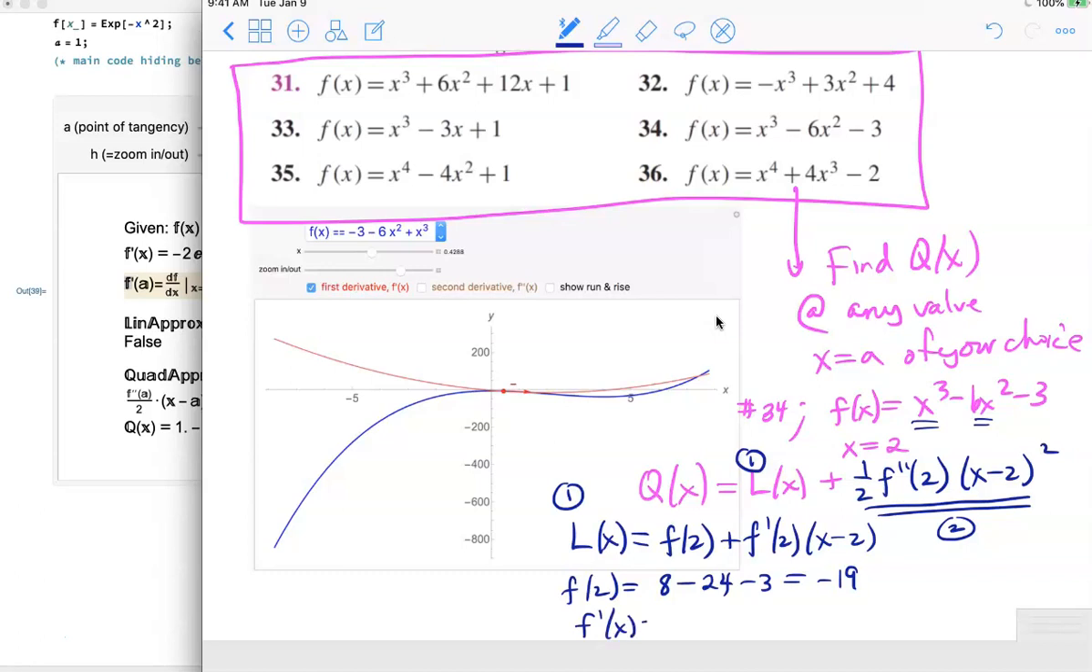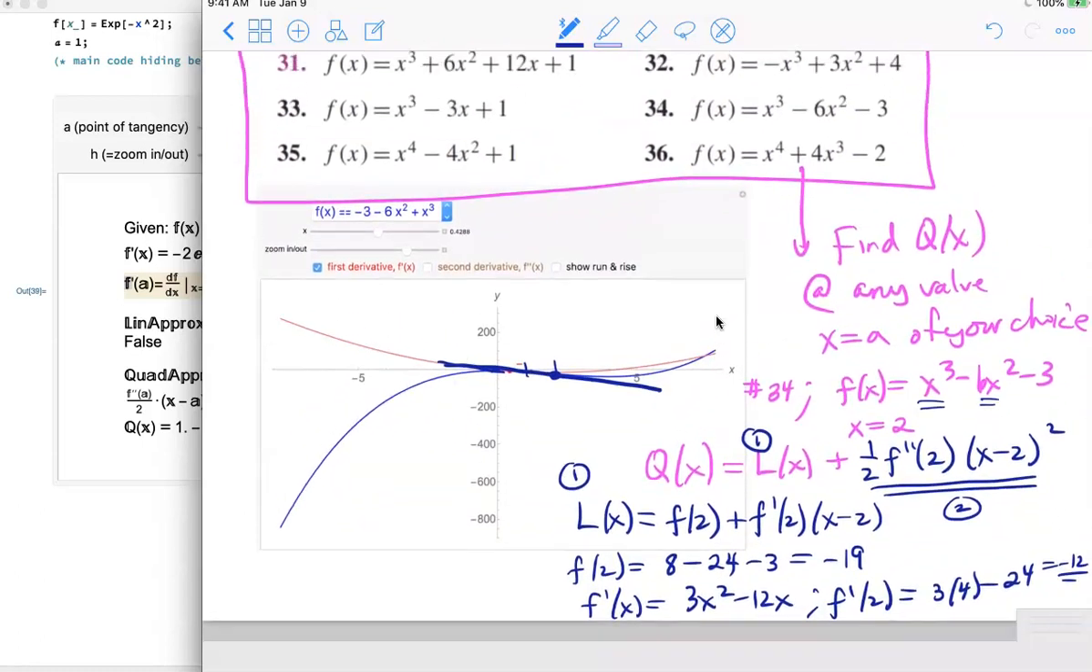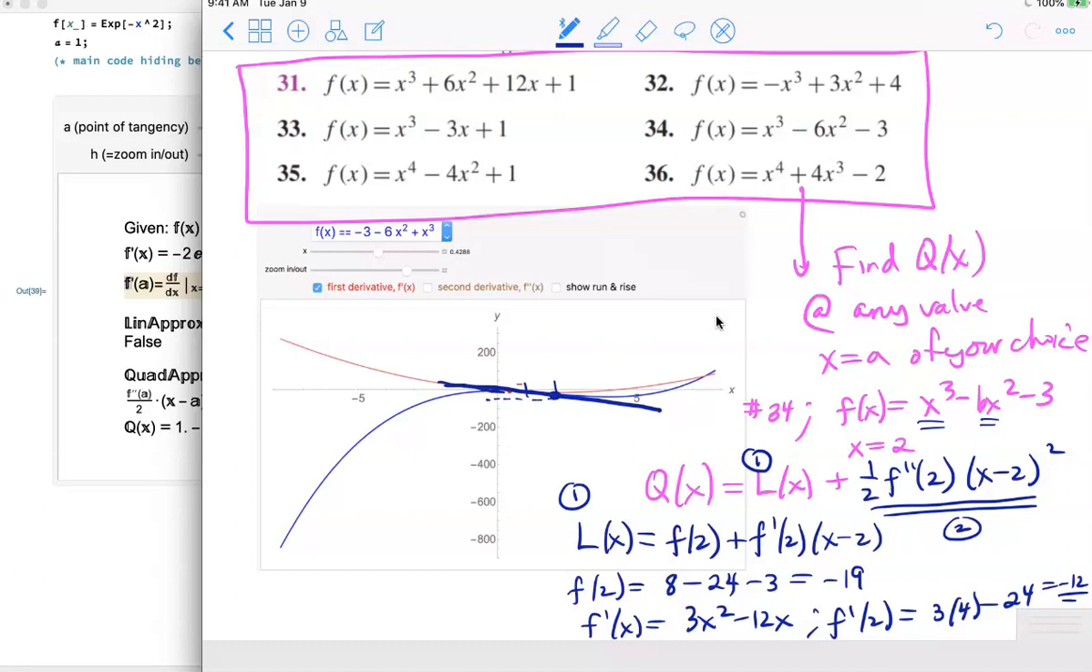So the derivative function, f prime of x, is 3x squared minus 12x. So f prime at 2 is equal to 3 times 4 minus 24. 12 minus 24 is negative 12. So we know that the linear approximation at the point 2 should have a negative slope, and the function evaluated at 2 is minus 19, which is below the axis. So we'll see what happens when we find the linear approximation. It is negative 19 plus negative 12, so minus 12 times x minus 2. There is the linear approximation.